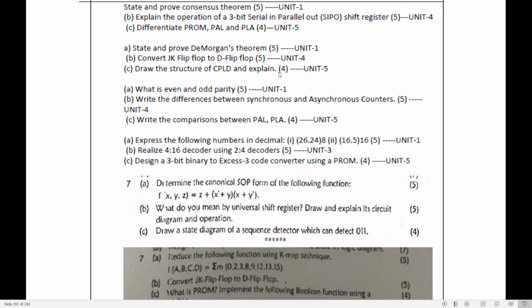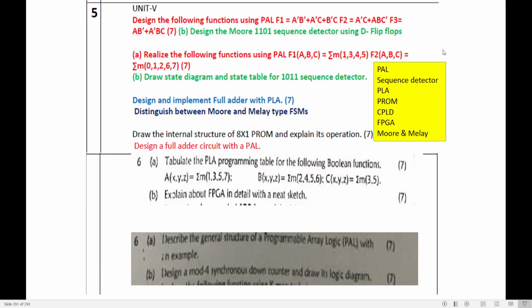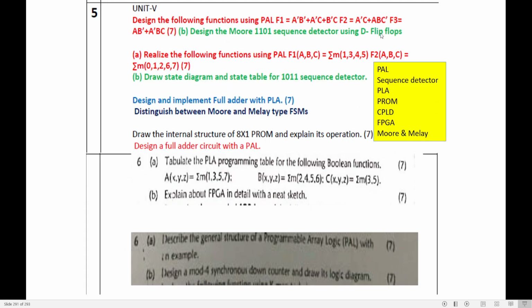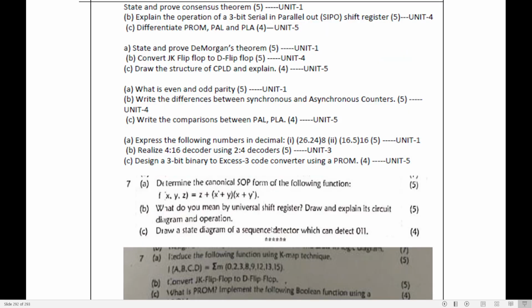And can you see again 2024 CSE mains, compare between PAL and PLA. It means comparison or differentiation is repeated twice here. Again in the 2023 supply paper, they've asked convert 3-bit binary to XS3, but this should be done using PROM. So PROM question is important. And what next? Here they have asked about sequence detector, to detect a sequence 011. Sequence detector is important. Can you see the sequence detector is repeated here? Here again it is repeated in this place.